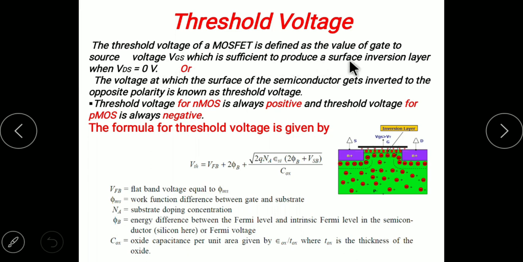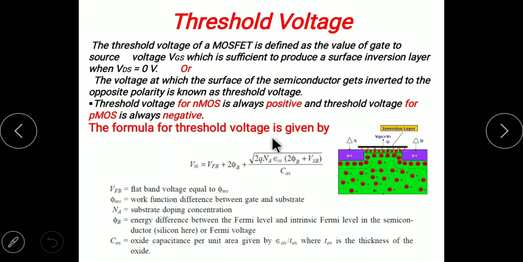To produce this inversion layer you apply a gate voltage. That voltage is called the threshold voltage, or it is also defined as the voltage at which the surface of the semiconductor gets inverted to the opposite polarity. That is this inversion layer only. And threshold voltage for NMOS is always positive. Why? Because in enhancement mode you have to apply positive gate voltage, and threshold voltage for PMOS is always negative.